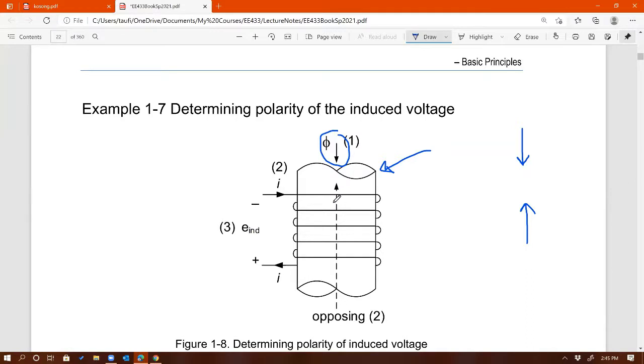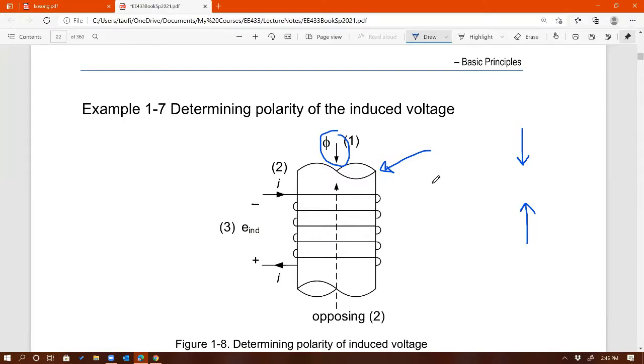And you can see that in order to produce flux that is going upward, current has to flow into the top terminal of the coil. If you do that, go ahead and do the right-hand rule. Then you get flux that is going upward, to oppose the original flux. That's step number two. Step number three is what?